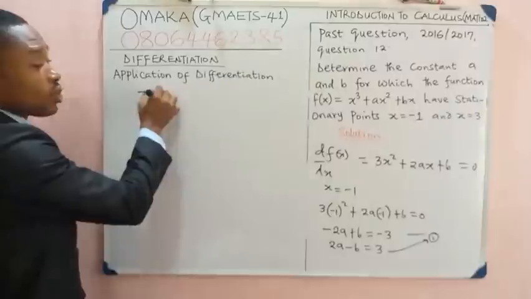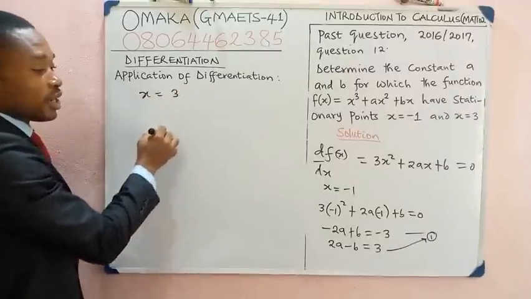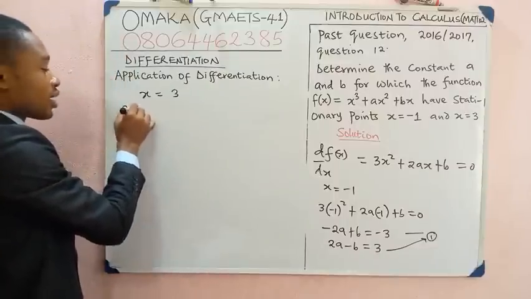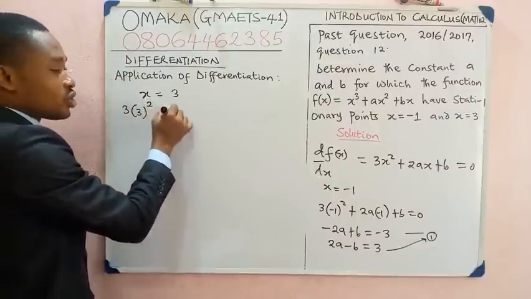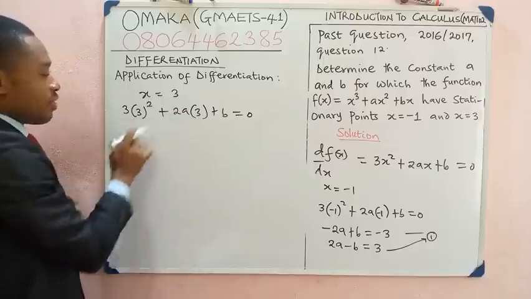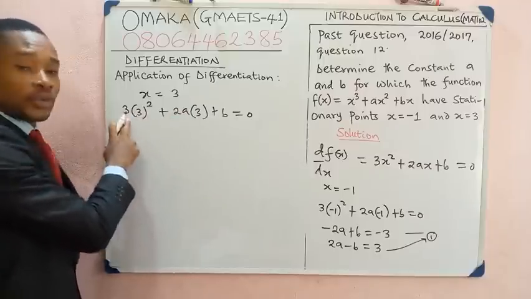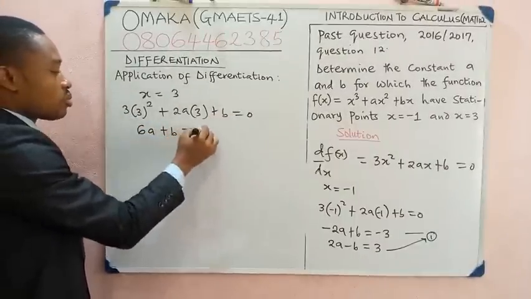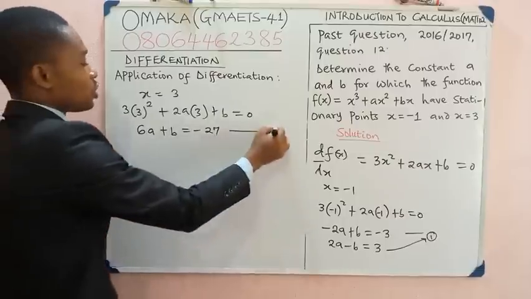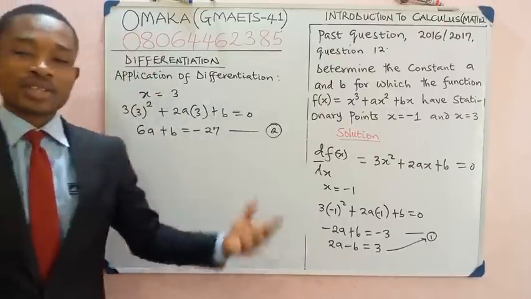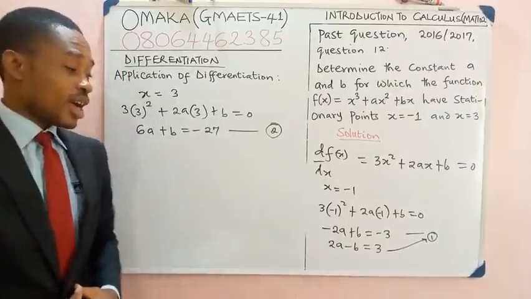Then again, at x equal to the second stationary point 3, you would have to substitute here and then equate to 0. You get 3 bracket 3 squared plus 2a bracket 3 plus b equal to 0. If I simplify this, it will give me 9 times 3, which is 27. This will give me 6a plus b. This 27 will cross to give us minus 27. So you have equation 2. All we need to do is to solve equations 1 and 2 simultaneously and then get your a and b. You can work around that, pretty simple.